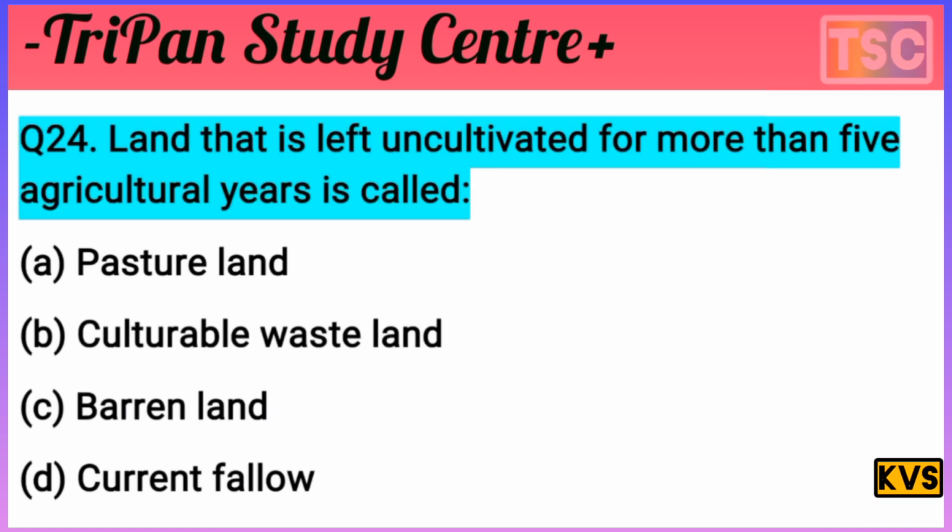The next question: land that is left uncultivated for more than 5 agricultural years is called. That's a most important question. Land that is left uncultivated for more than 5 agricultural years is called. The first option is pasture land, second is culturable wasteland, C is barren land, and D is current fallow. That's an important option. Take a few seconds and test your knowledge.